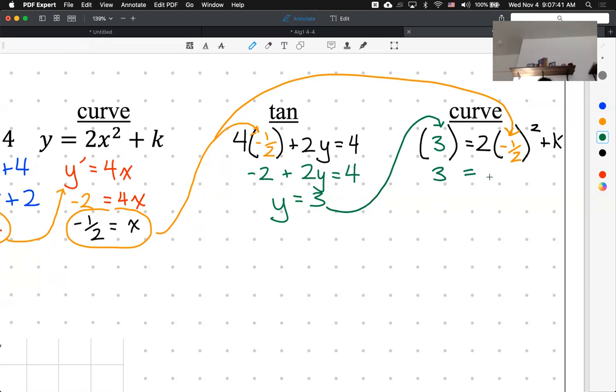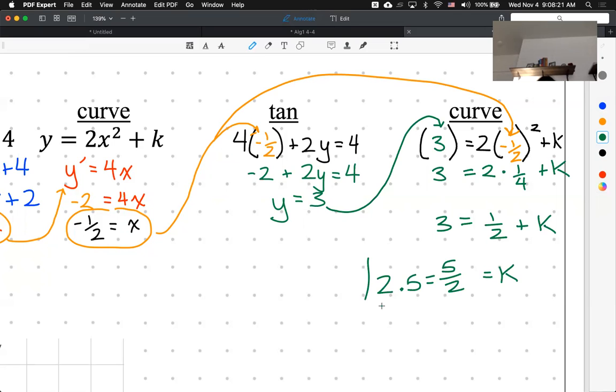Three is equal to what? 2 times -1/2 to the power of 2 is 1/4. Perfect. Plus k. Keep going. Perfect. Yep, -1/2, and you get 5/2. 5/2, or you can also say 2.5. Either way works. And we box it. Done.